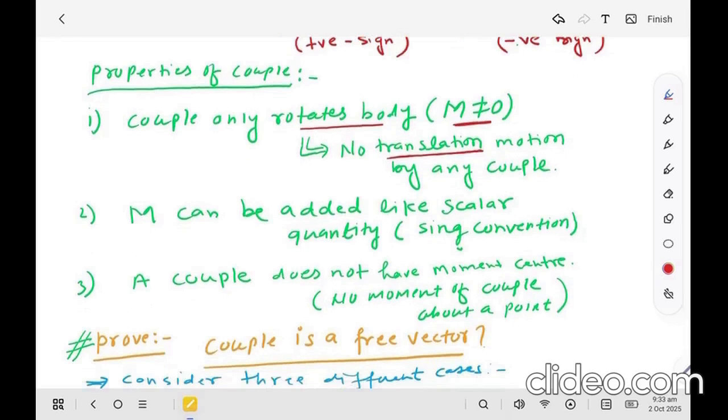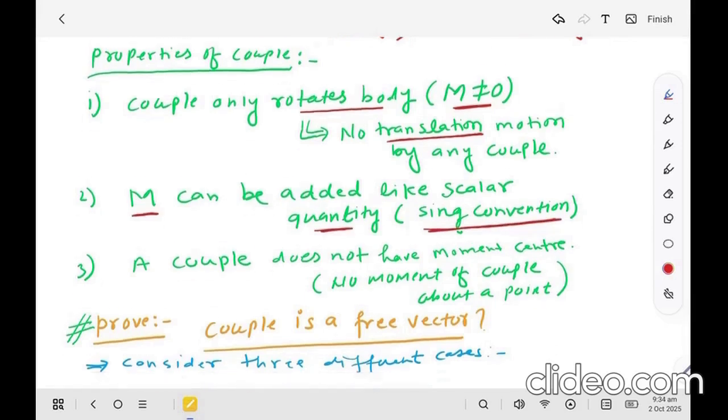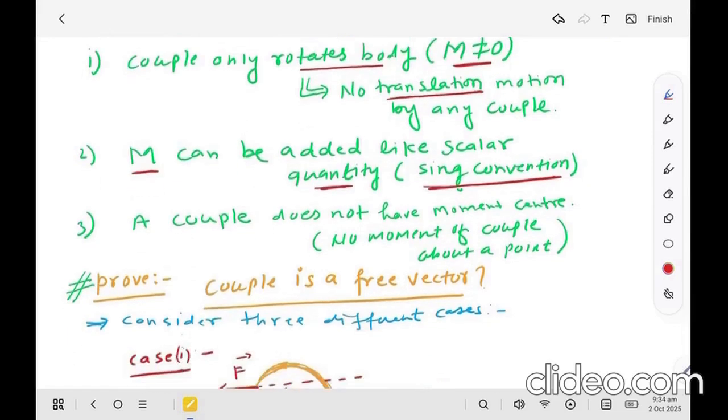The second point is that the moments of couples can be added like scalar quantities. Similar to the moments of forces, we can add the moments of couples acting on a body like a scalar quantity, by using the proper sign convention. For clockwise we use the negative sign, for anti-clockwise we use the positive sign, whenever we do the algebraic sum of the moments of couples.